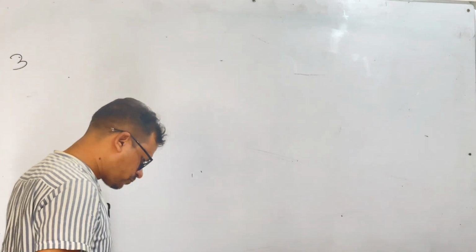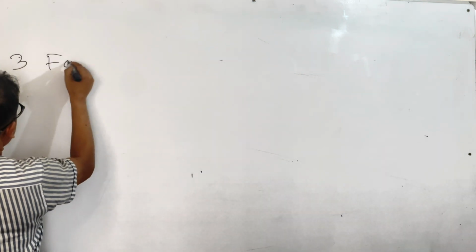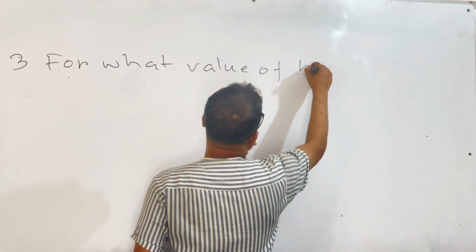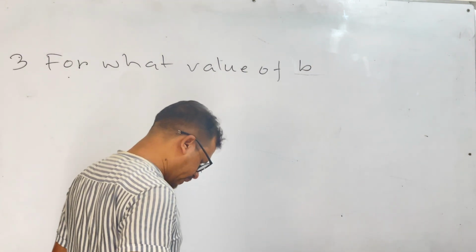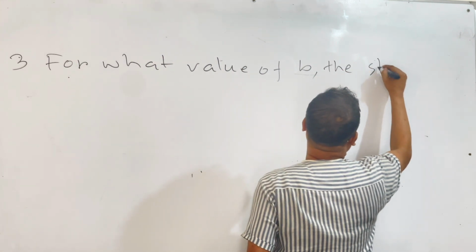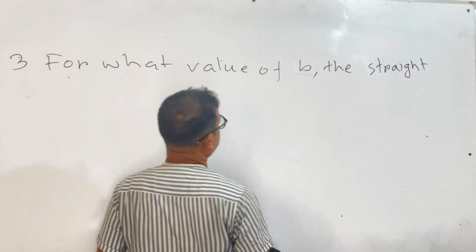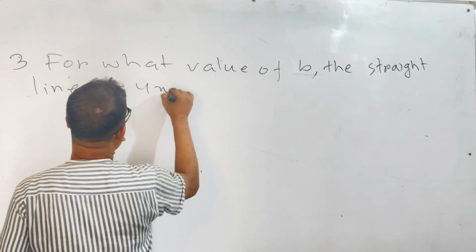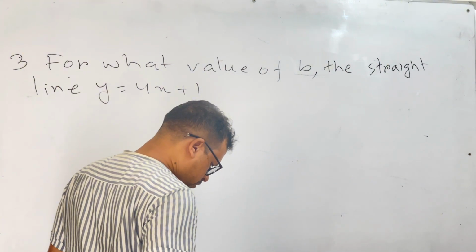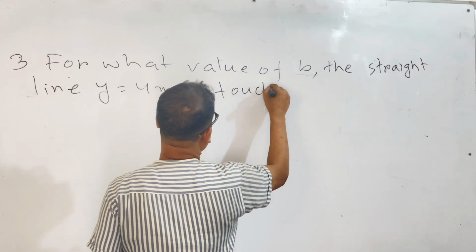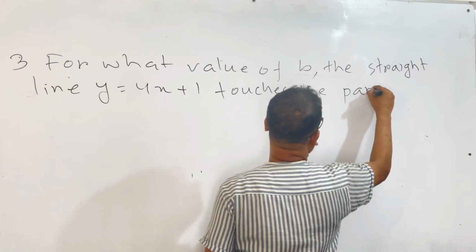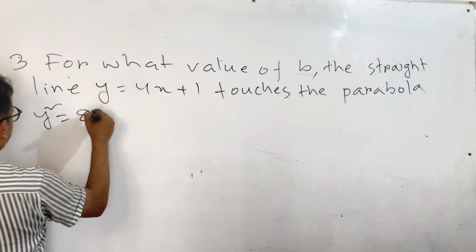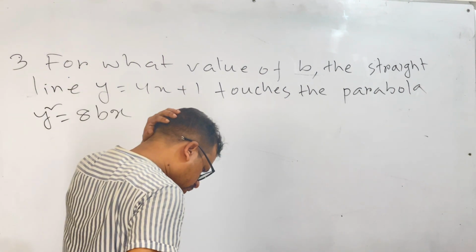Question number 3. For what value of b does the straight line y equal to 4x plus 1 touch the parabola y square equal to 8bx?